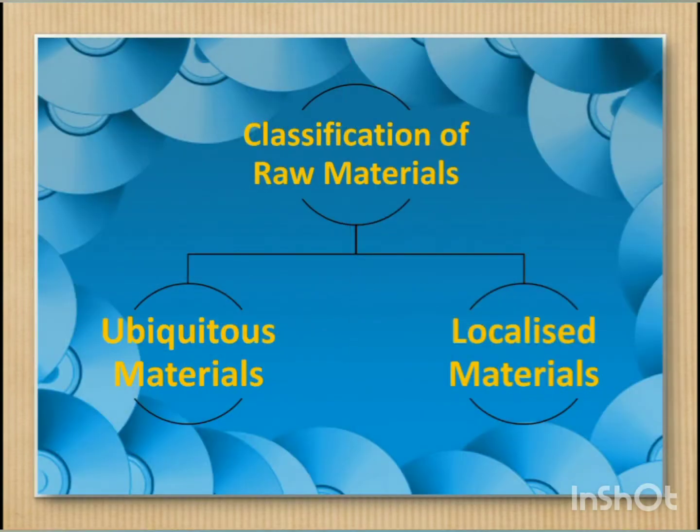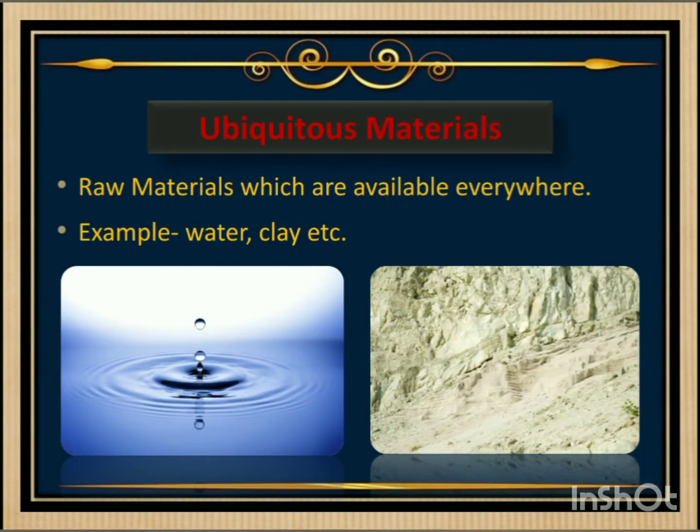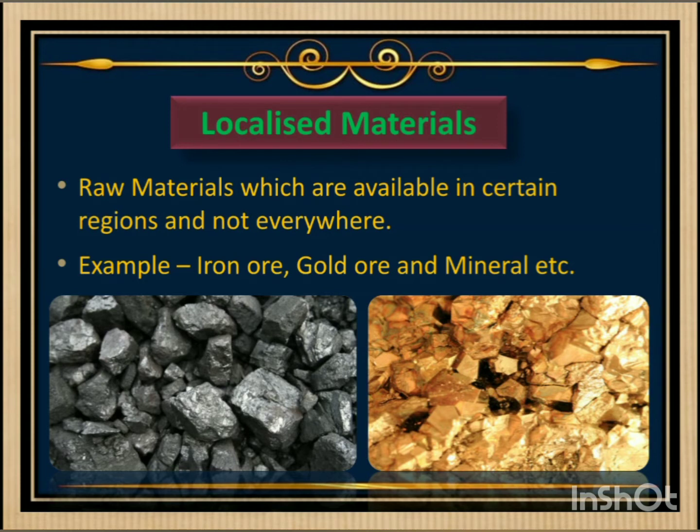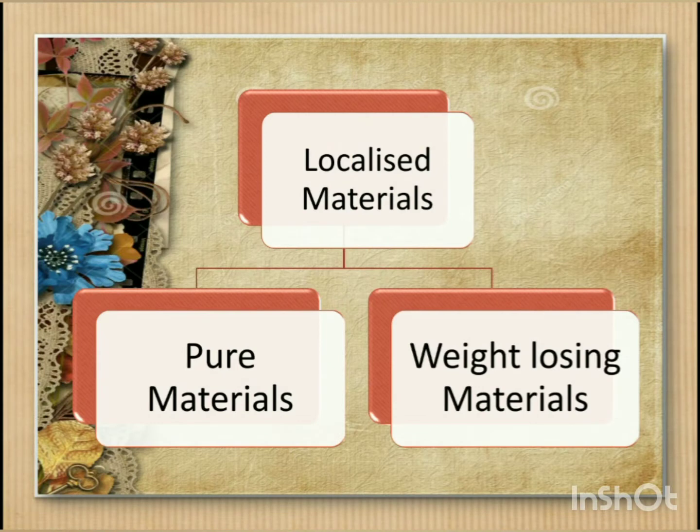Next, classification of raw materials. The raw materials can be divided into 2: ubiquitous materials and localized materials. First, ubiquitous materials. Raw materials which are available everywhere, for example water, clay, etc. And localized materials. Raw materials which are available in certain regions and not everywhere, for example iron ore, gold ore, and mineral, etc. And the localized materials can be again divided into pure materials and weight losing materials.